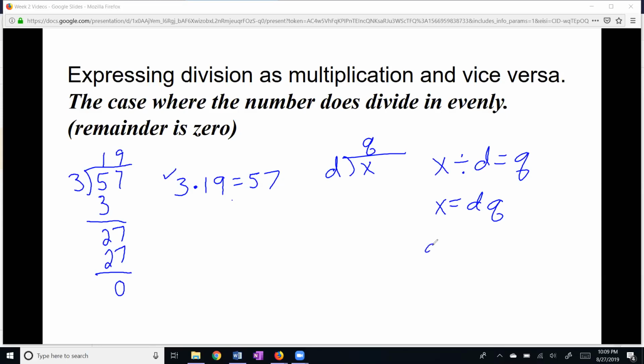We will often be writing this d times q equals x, and this is just using the symmetric property of equality. The notation we're going to be having here in the book, I'm going to be having d, and it's going to be dividing evenly into x. And this is true if and only if there's a quotient, dq equals x. And we'll see this formally in a few minutes.